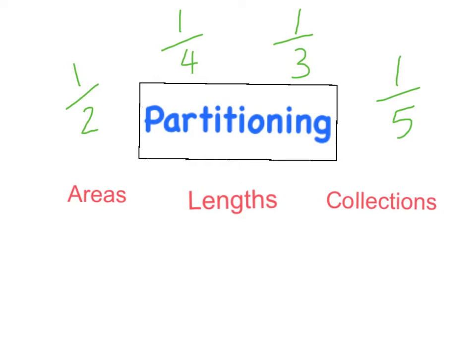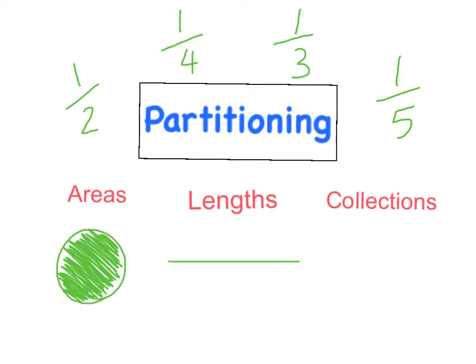So when we talk about an area, it is the surface of the space of something. So here's a circle and I'm colouring in the space of the circle or the surface. So when I'm partitioning an area, I'm dividing the area into parts. Lengths are the distance from end to end. So for example, a running race, the distance from the start to the finish line. I would be partitioning a length by dividing it into parts.